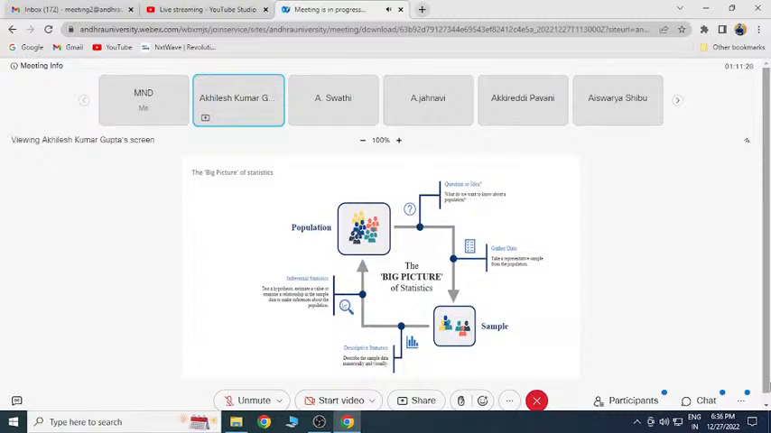When we take the sample from the population, we can do two types of analysis. One is descriptive statistics, and another is inferential statistics. This testing of hypothesis is part of inferential statistics, where we estimate a value from the sample and check whether this estimated value is truly from the population or not. So that is the basic understanding of hypothesis testing.